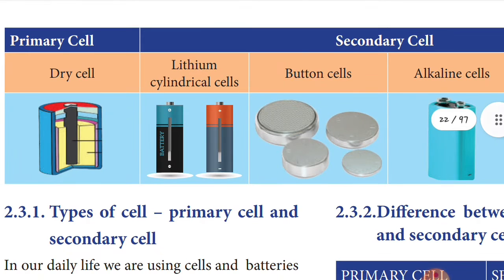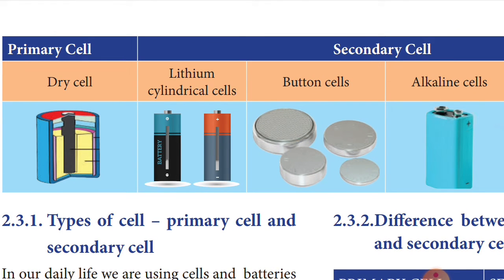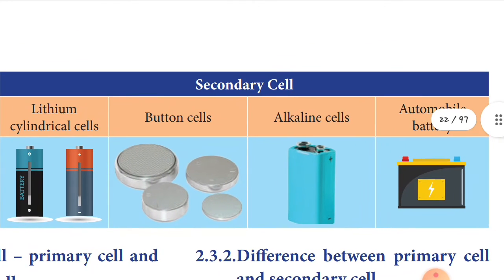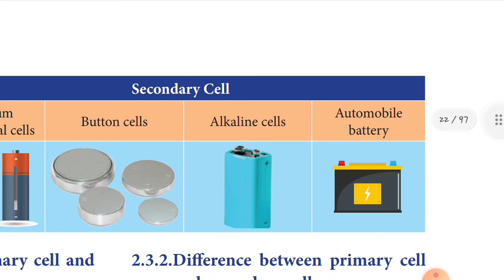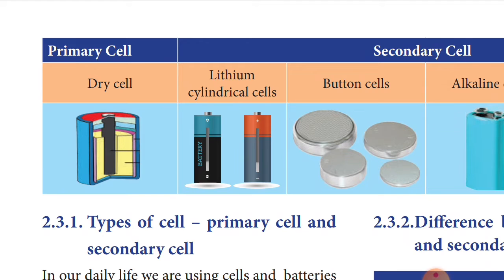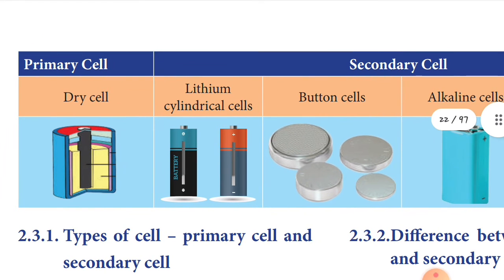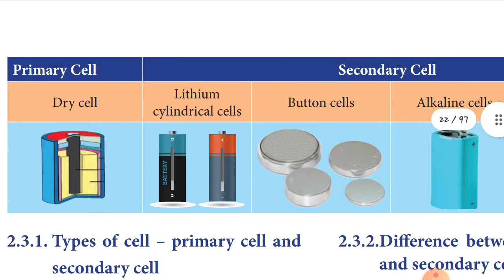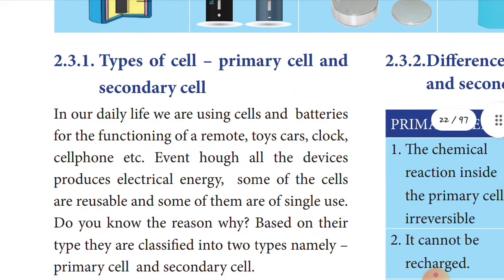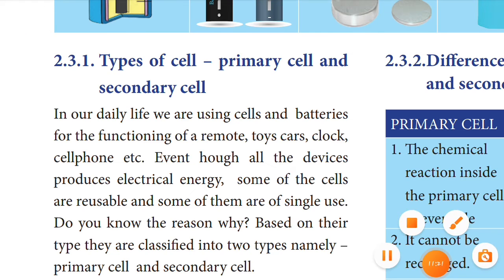Primary cells, and dry cells, lithium cylindrical cells, secondary cells, button cells, alkaline cells, automobile batteries. Primary cells are the dry cells. Among secondary cells we use many: lithium cells, cylindrical cells, button cells, alkaline cells, automobile batteries. Now let's see the types of cells. How many types of cells are there, children? Two types of cells. What are the two types? Primary cells, and the other one is secondary cells.